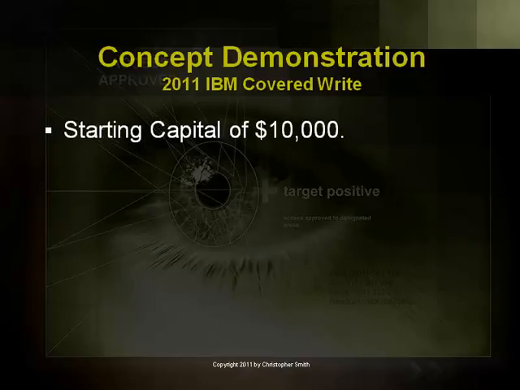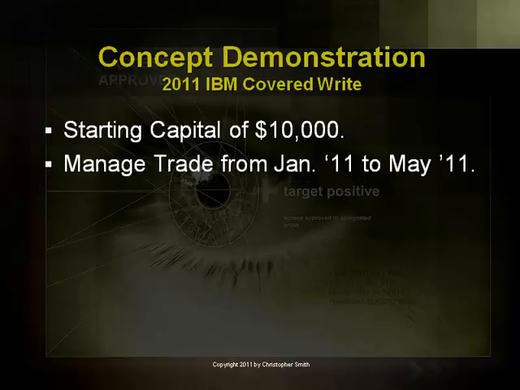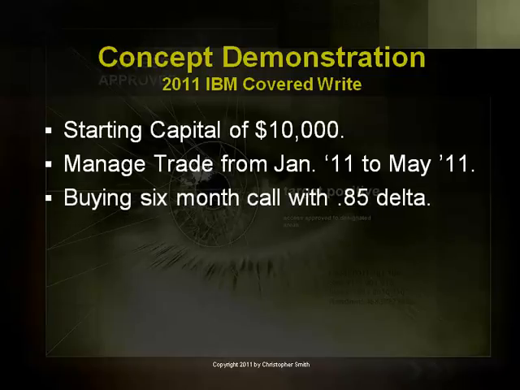So we're back to IBM. But this time, instead of $100,000 of IBM, we're only going to invest $10,000. And we're going to manage our trade from January 2011 until May 2011. So the same time period. And what we're going to do is, instead of buying the stock, we're just going to buy a 6-month call with a 0.85 delta. Now, what about implied volatility? Where does that come into the analysis?